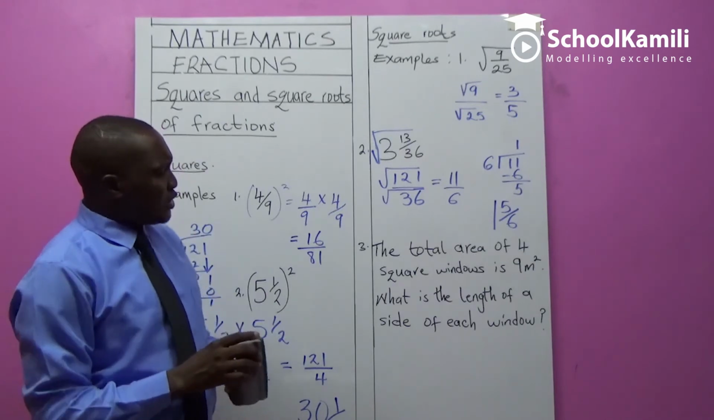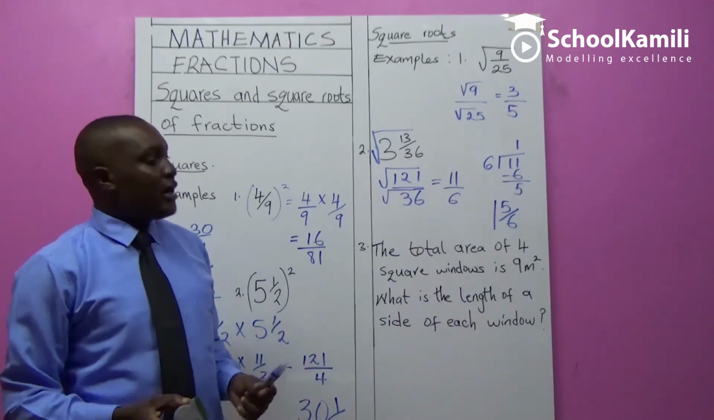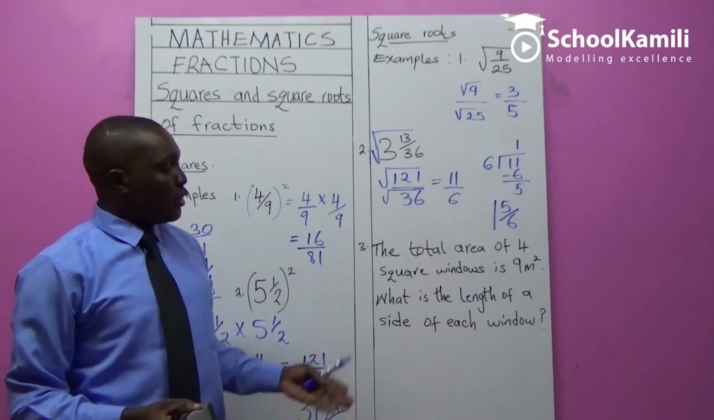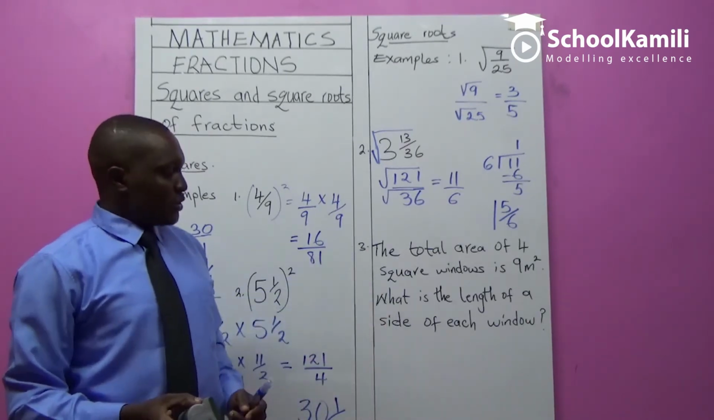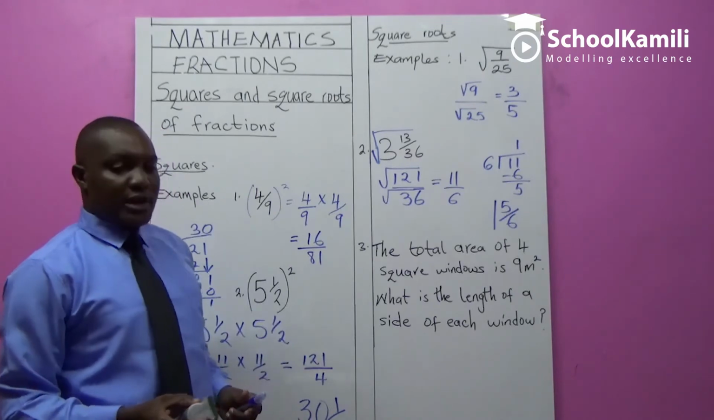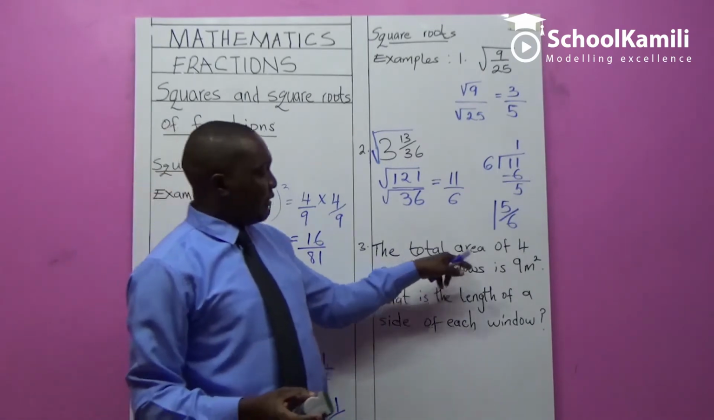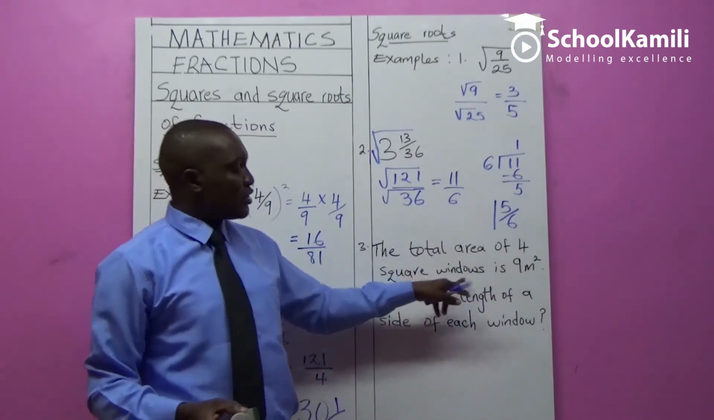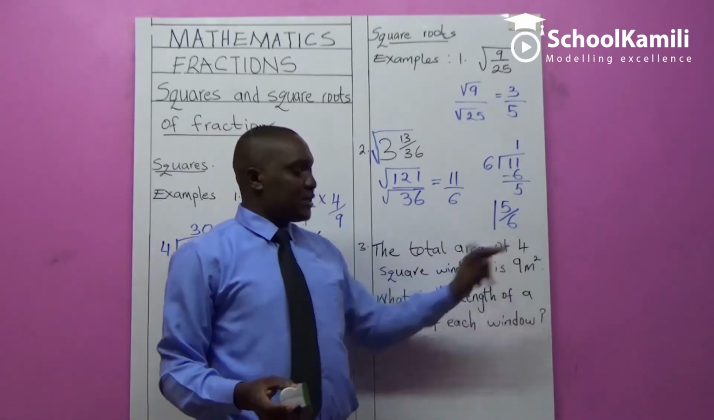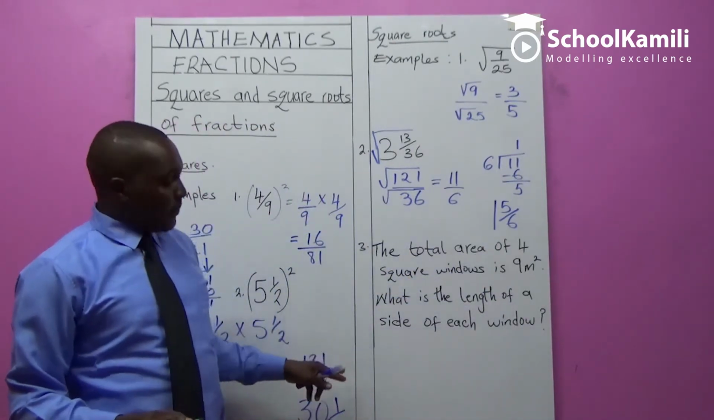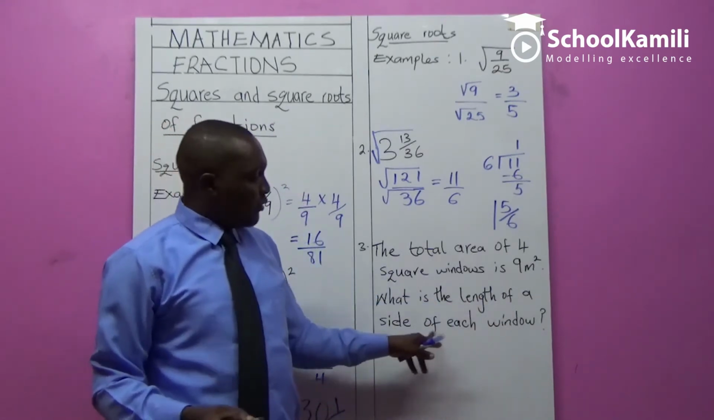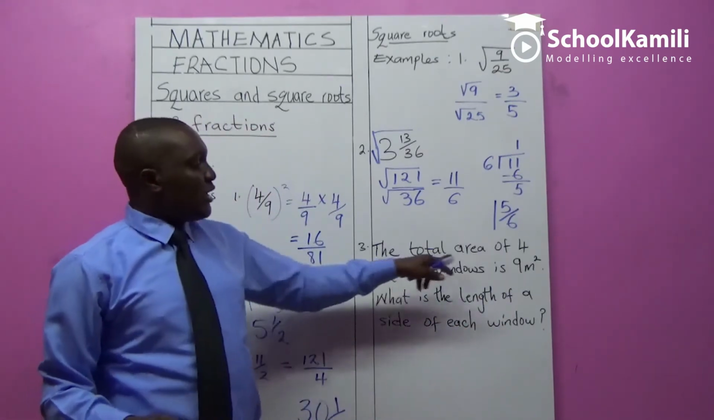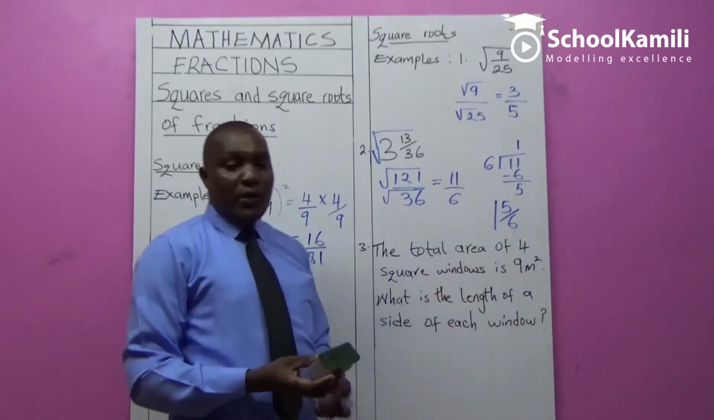Now, I want to take you through a word equation. How can you solve problems involving word equations? Look at this question here. The total area of 4 square windows is 9 meters square. What is the length of a side of each window?